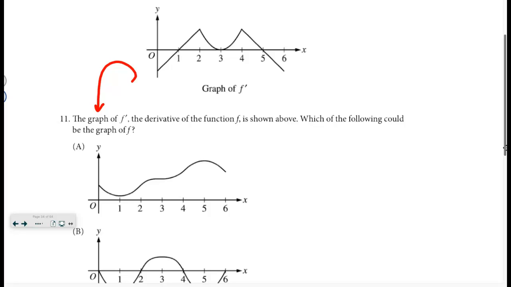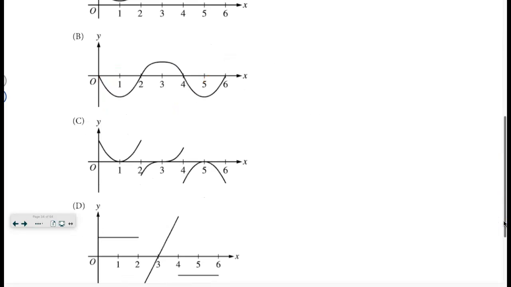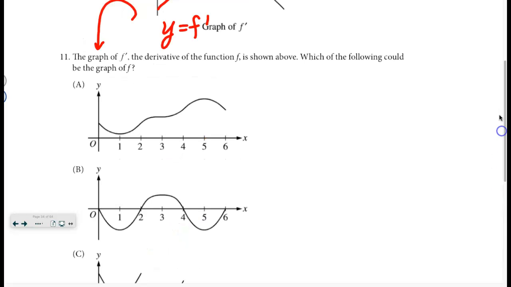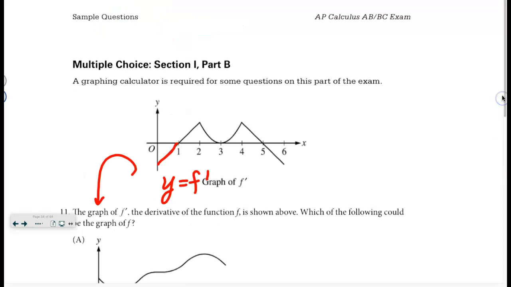So remember what the derivative tells you. This is y equals the slopes. They're negative here, correct? So what must my function be doing from 0 to 1 for sure? Decreasing. So let's go look if we can eliminate any of them. This one's out. And that's the only one. Okay, so let's move on to the next part.